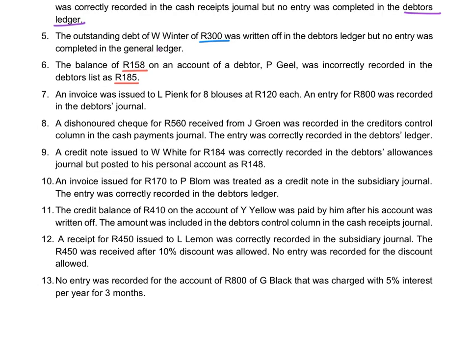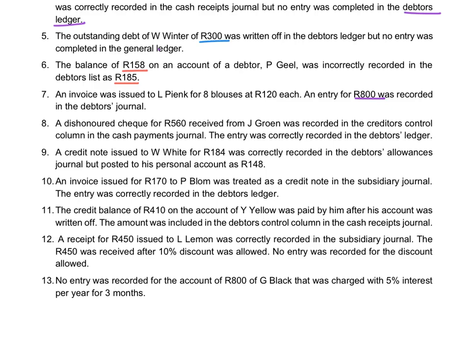An invoice was issued to L Pink for 8 blouses at 120 Rand each. So if we multiply 8 with 120, it will give us 960 Rand. An entry was completed in the journal as 800 Rand. So we made a mistake in the journal. Therefore, we took the wrong figure to the account of L Pink in the debtors ledger, and the total of the column is also incorrect. So we will have to correct this entry in both the control account and in the debtors ledger.